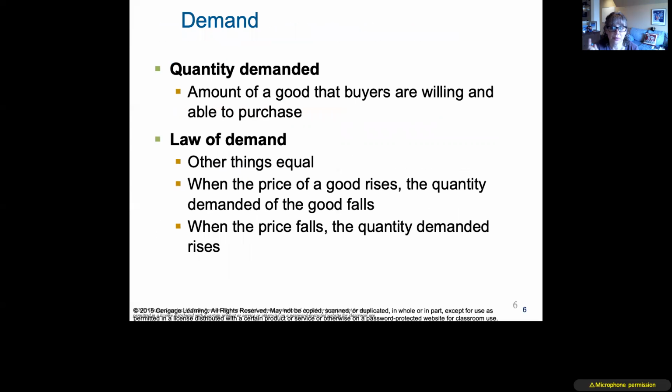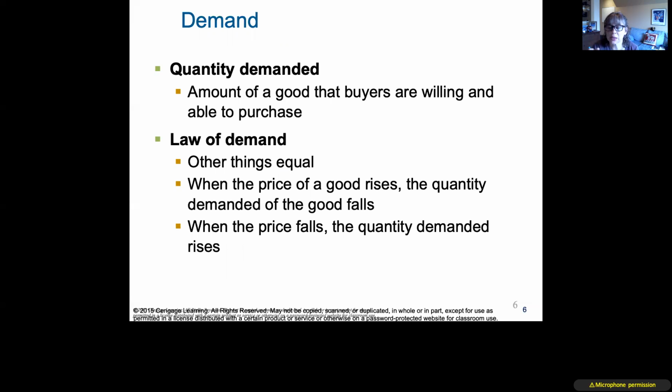Demand. That's what I promised I would discuss. The quantity demanded is the amount of a good that its buyers are willing and able to purchase. Sounds pretty good. The quantity demanded. How much they're willing to demand. The law of demand says, other things being equal, we'll get back to that in a second, when the price of a good rises, the quantity demanded of a good falls.